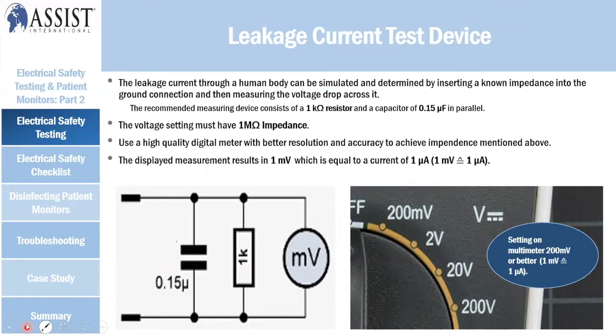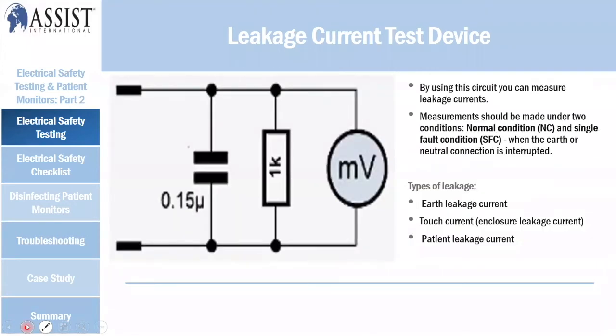You need to have a 1 kilo resistor and 0.15 microfarad in parallel connection, and you connect your multimeter in between. The millivolt is representing your multimeter, and you have to set it to millivolt because you must have an impedance of 1 mega. So this particular circuit will provide that 1 mega impedance on the circuit. So, leakage current testing.